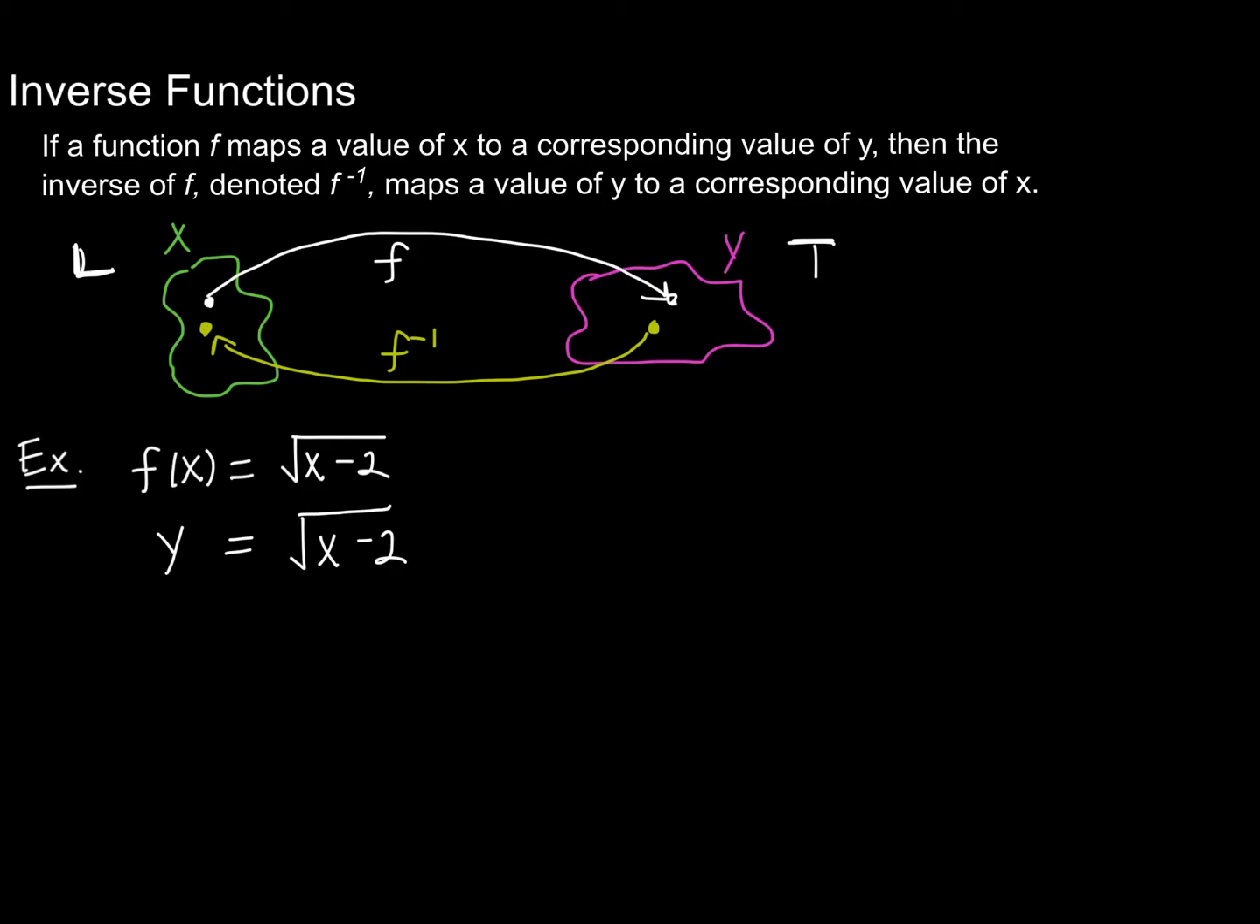So I'm going to square both sides. That leaves me with y squared equals x minus 2. Then I'm going to add 2 to both sides. And this leaves me with x all by itself. So x is equal to y squared plus 2. And here I can see that I have the inverse of my original function.